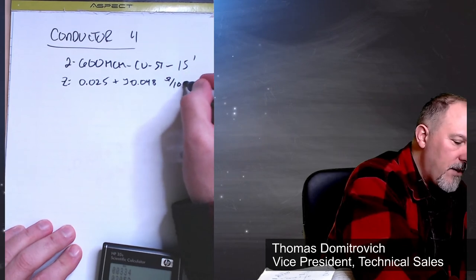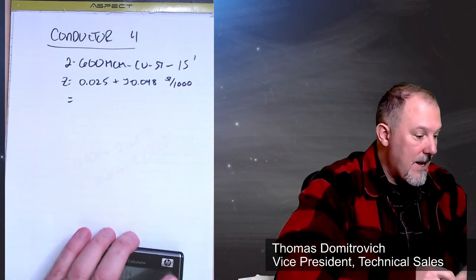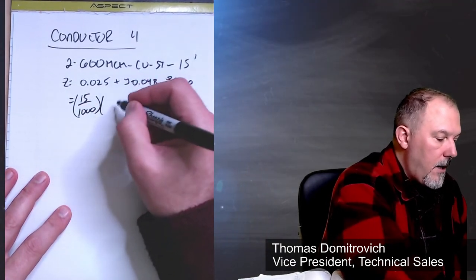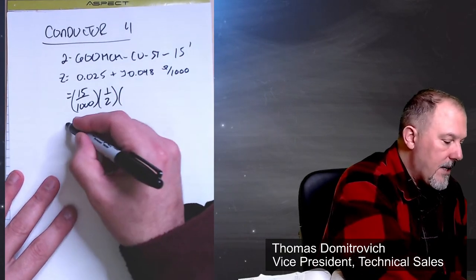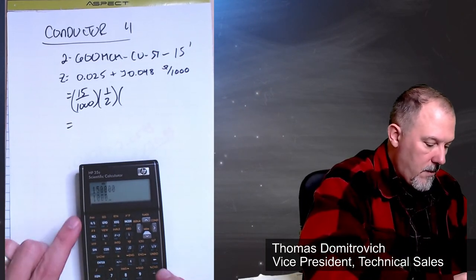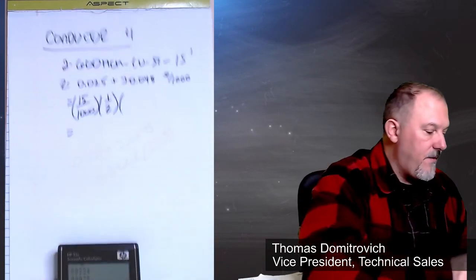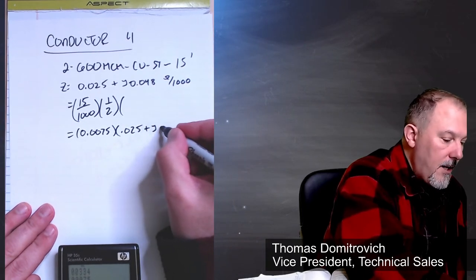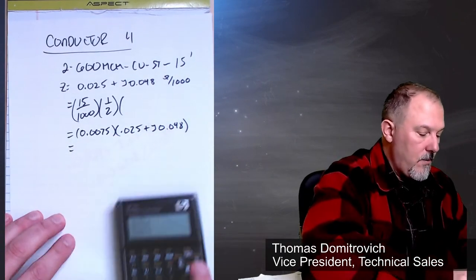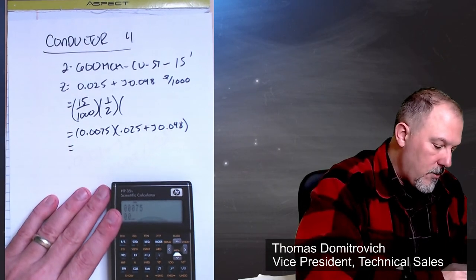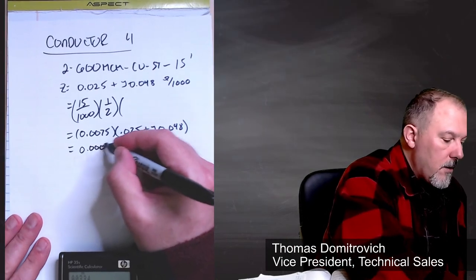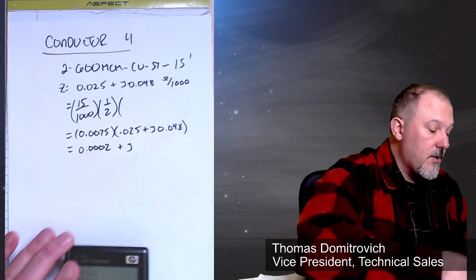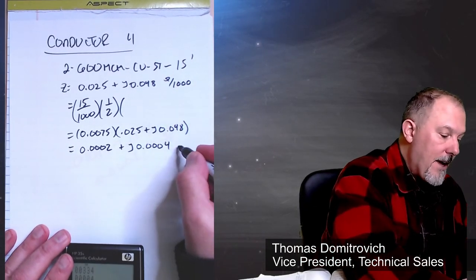That's ohms per 1,000 foot. Now we have to do our math. We have two of these, so we have 15 foot. We take 15 over 1,000, and we have two of them, divided by 2, which is 0.0075. Times 0.025 plus j 0.048 is equal to, now we do the multiplication: 0.025 times 0.0075 is 0.0002, plus j 0.0075 times 0.048, which is 0.00044, and that is ohms.